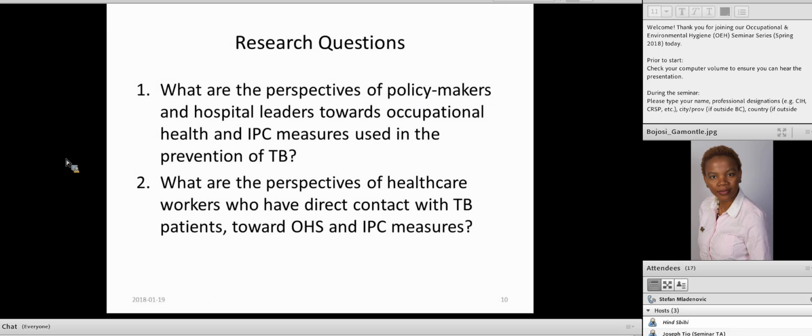Right, so our research questions that came from this then: what are the perspectives of policymakers and hospital leaders towards occupational health and infection prevention and control measures used in the prevention of TB, for healthcare workers in particular? The second one was, what are the perspectives of healthcare workers themselves who have direct contact with TB patients toward occupational health measures and infection control measures?